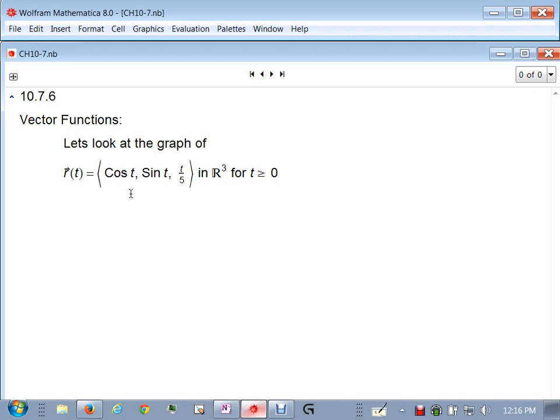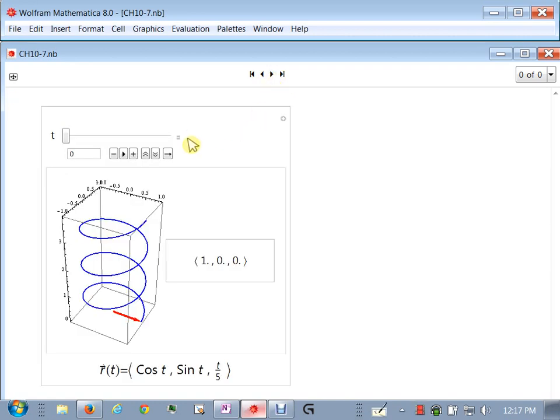But my z-coordinate is getting bigger. As t gets bigger, the z gets bigger, doesn't it? So instead of drawing a circle on the ground, I'm actually going to draw a spiral. But it's going to be a fixed radius, so it's going to look more like a spring. Do you all see that ahead of time?